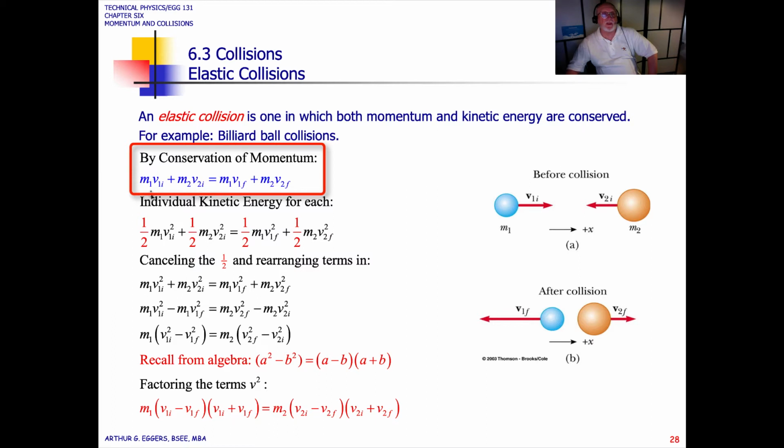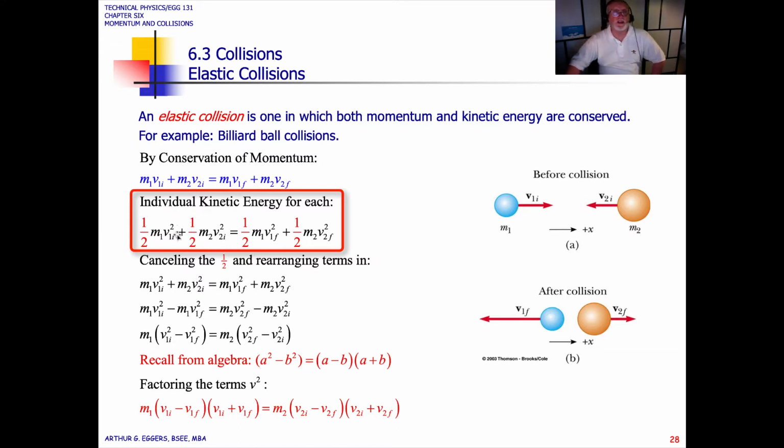We have each of our mass times velocity terms, m1v1, m2v2, initial and final. The individual kinetic energy for each is our 1/2 mv squared, what we saw before, kinetic energy 1, kinetic energy 2, etc. So we've got all of the initials on the left side, all of the finals on the right side. Okay, so we've taken the relationship for conservation of momentum, and then we have introduced the kinetic energy relationships.